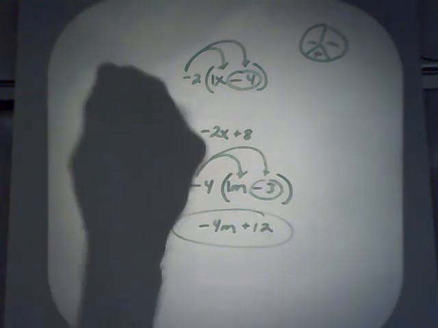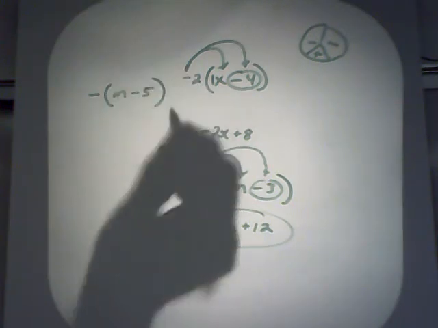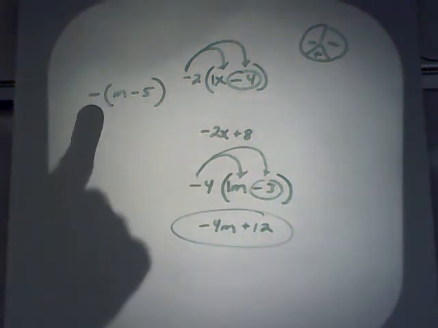Okay, another one that's a little tricky. Negative times, let's go, m minus 5. Okay, I got this little floating negative out here. What does a floating negative mean? It really stands for a -1.